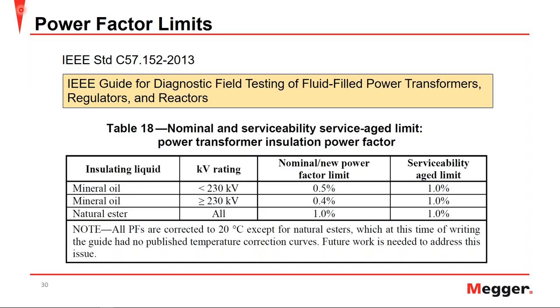And then taking a look at the natural ester oils, for all of your kV ratings, likely due to the natural ester oils being able to contain more moisture, the nominal and new power factor limit is 1%, as well as the serviceability age limit. Also, I'd like to take a look at the note down here, where all power factors are corrected to 20 degrees C, except for the natural esters.